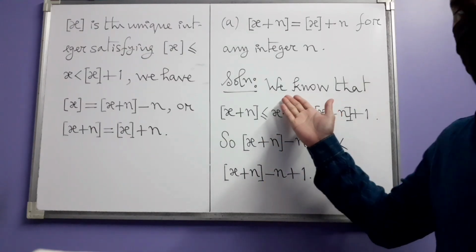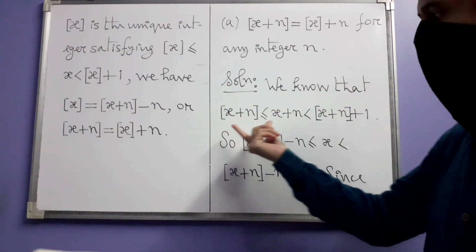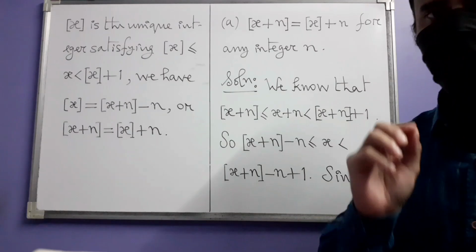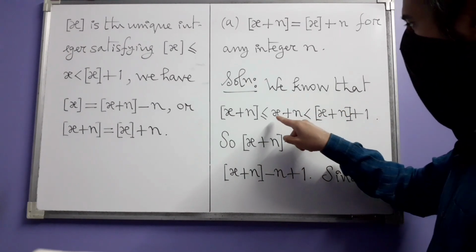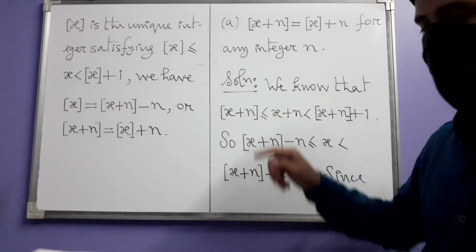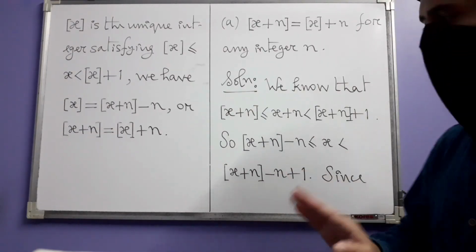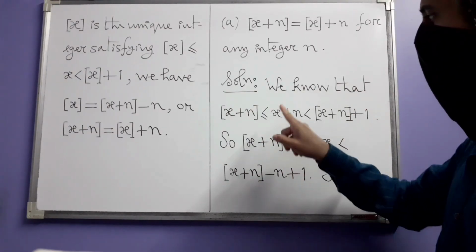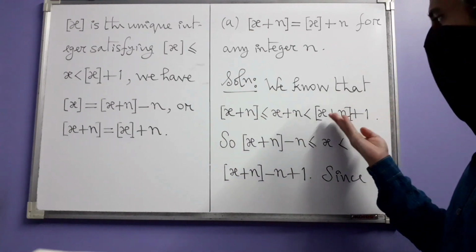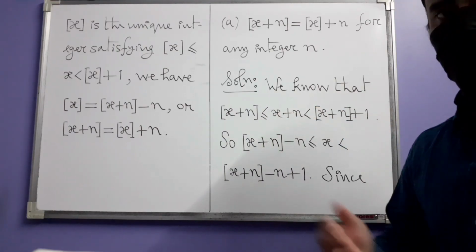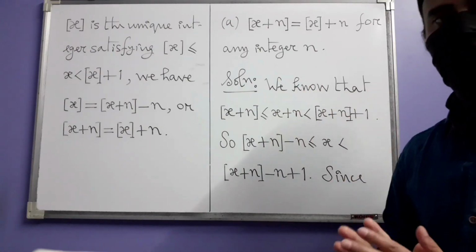So we start the solution by considering the greatest integer value of x plus n. This is something we already know about the greatest integer function. In fact, this comes directly from the definition itself. The greatest integer value of x plus n is the greatest integer less than or equal to x plus n. So from there you get this first inequality, and because this is the greatest integer less than or equal to x plus n, the next integer, which you obtain by adding 1 to it, will not be less than or equal to x plus n. That's why this one is strictly greater than x plus n.